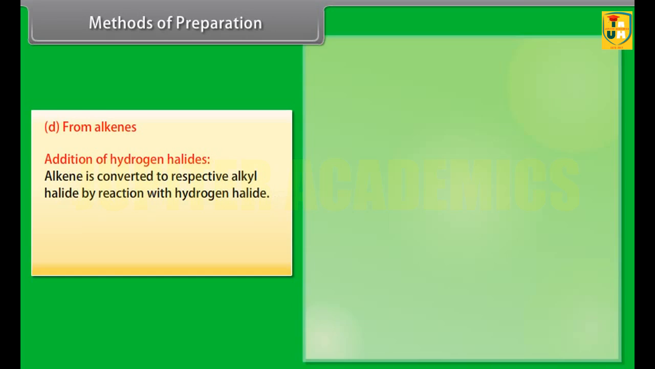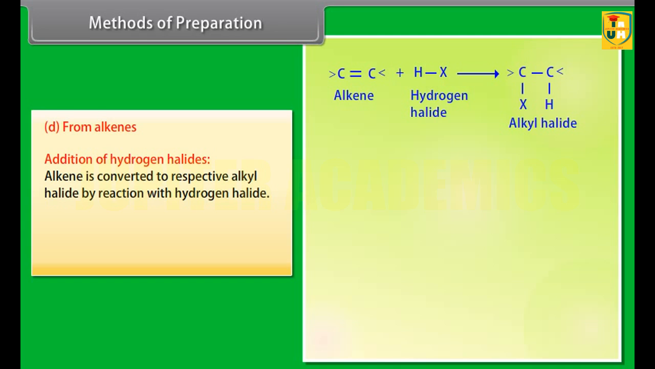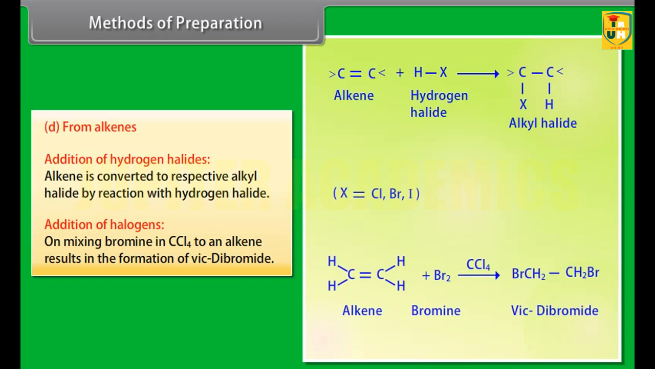From alkenes. Addition of hydrogen halides. Alkene is converted to the respective alkyl halide by reaction with hydrogen halide. Addition of halogens. On mixing bromine in CCl4 with an alkene, it results in the formation of a vicinal dibromide. Methods of preparation.